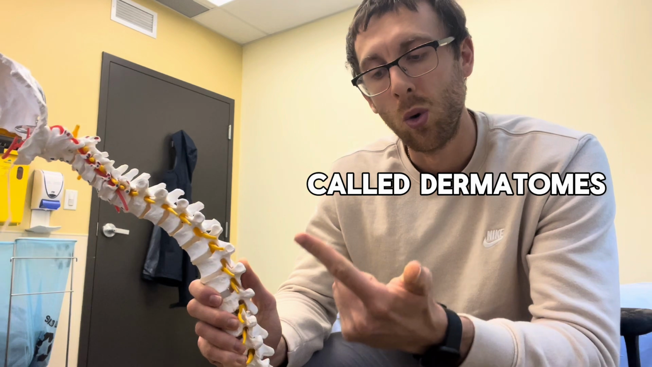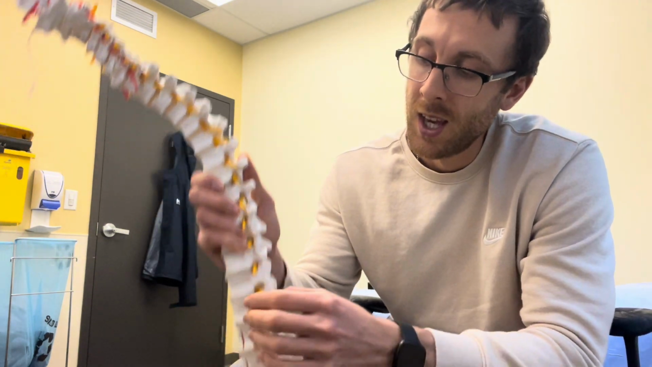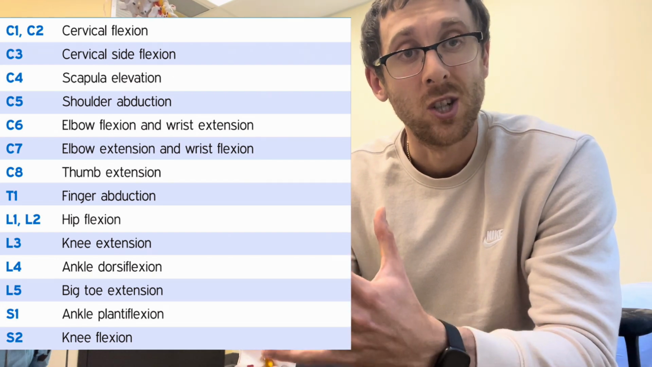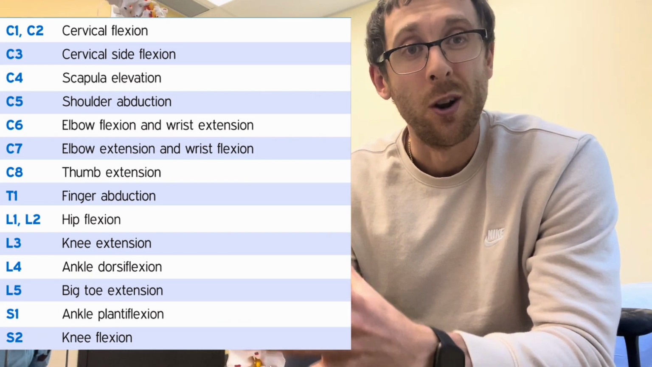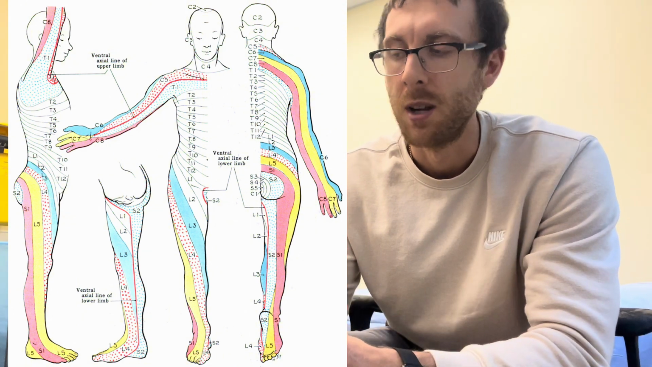So hot, cold, touch, pressure, vibration. And they send that message up to your brain via your spinal cord so that you know what part of your skin or area of your skin is being touched. Each nerve root is correlated with a certain muscle action or actions in an area of your skin generally. Obviously, there's some variation with the individual anatomy.